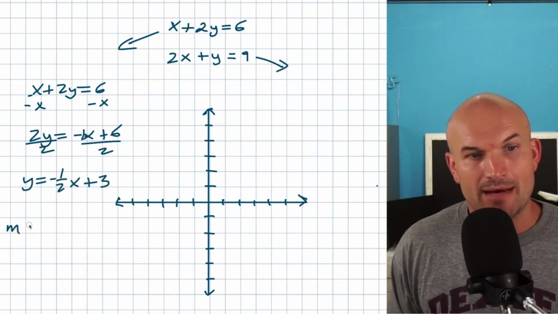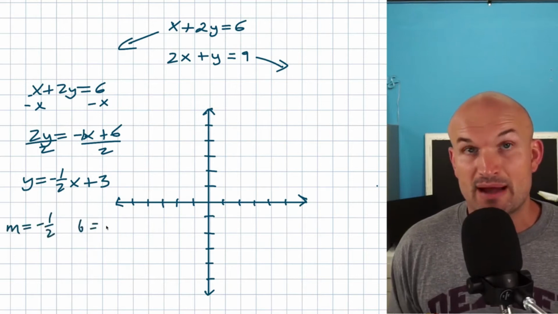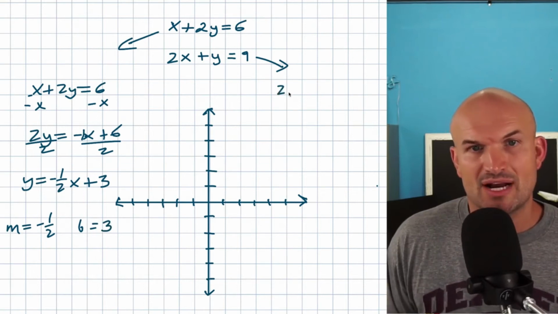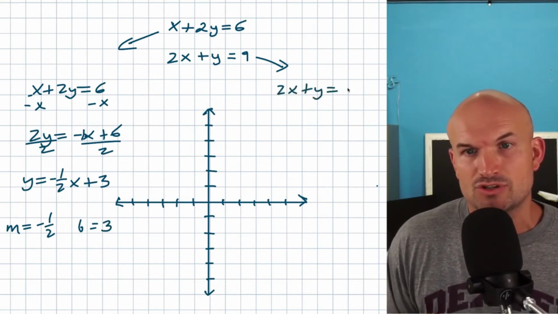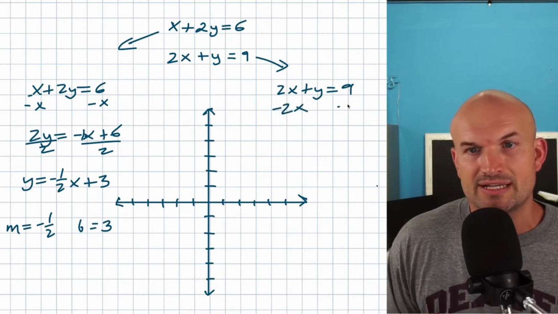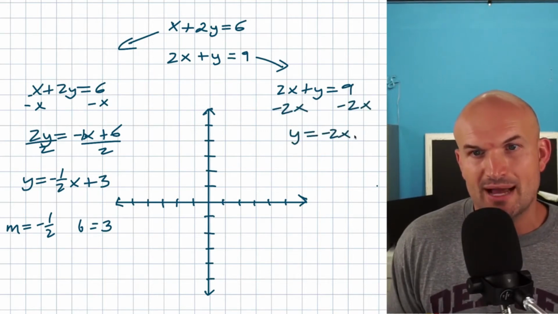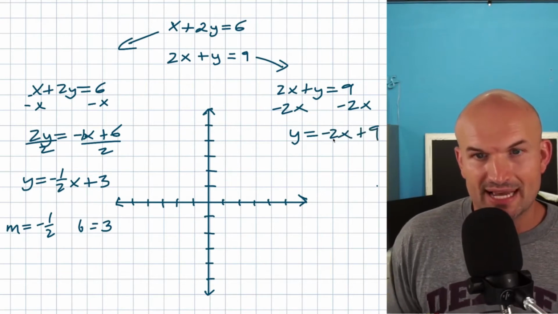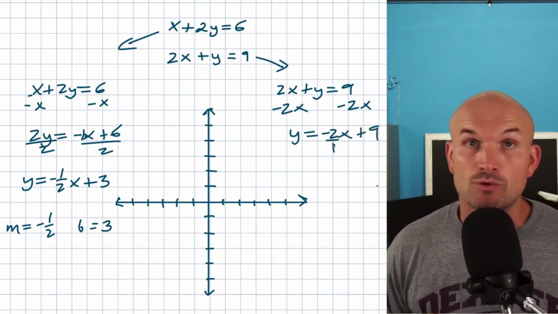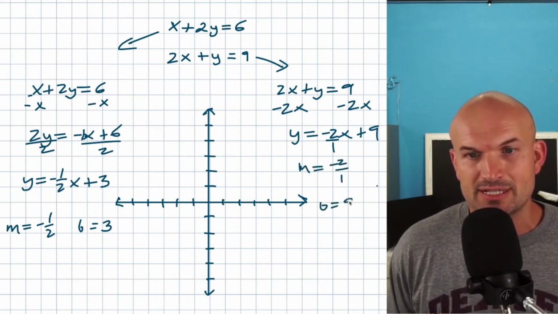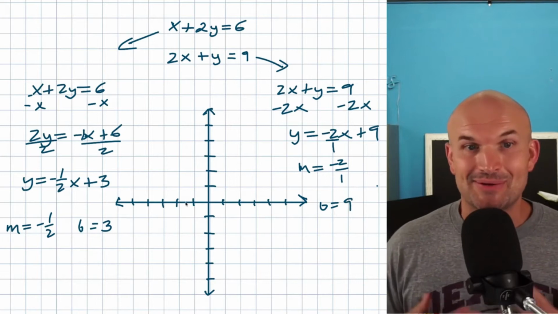So now my m, which represents my slope, is -1/2. And my b, which represents my y-intercept, is going to be 3. Now in this example, I have a very similar idea. So I have 2x + y = 9. Here, the only thing I need to do though is subtract 2x. So therefore I have y = -2x + 9. So again, I can rewrite this as -2 over 1. Therefore my slope here is going to be -2/1, and my b, in this case my y-intercept, is going to be 9. Now let's get into some graphing.